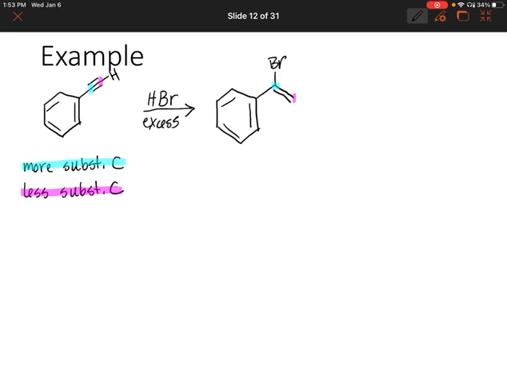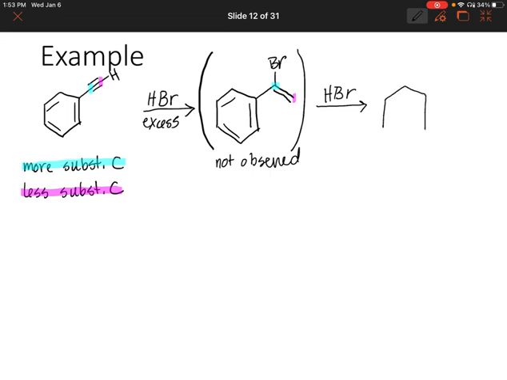Now, because we have excess HBr, this alkene will be really hard to isolate. So I'm just going to draw parentheses around this to indicate that it's not really observed and you can't really isolate this. So we'll just write not observed here. So we'll add more HBr because we have an excess of it. And what do you think will happen? Where will that second bromine add? To the more substituted carbon again.